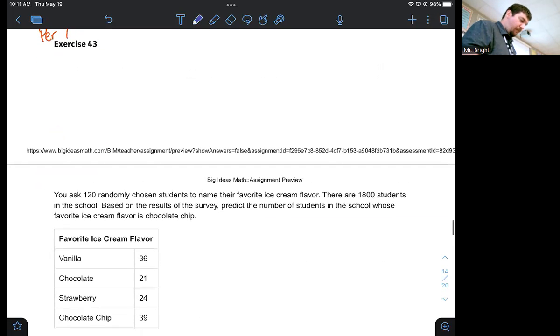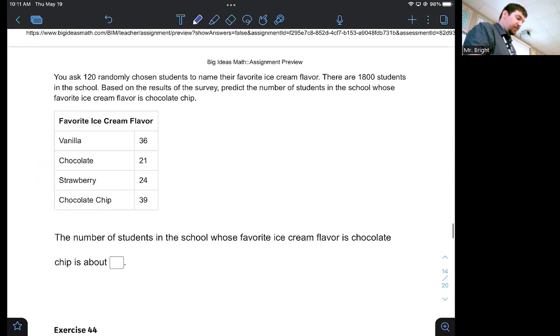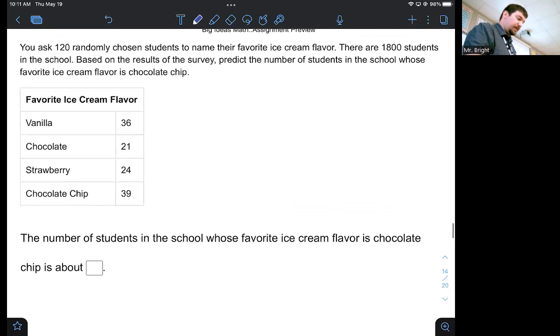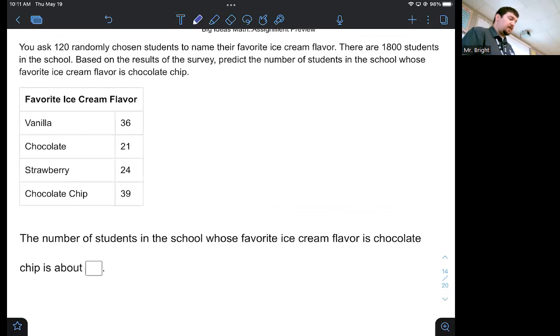Number 43. It's just like what you guys have been doing with your survey projects, except this is a lot more people. You ask 120 randomly chosen students to name their favorite ice cream flavor. There are 1,800 students in your school. Based on the results of the survey, predict the number of students in the school whose favorite ice cream flavor is chocolate chip. On your survey, you surveyed 25 people and then made the prediction for 88 students in our hallway.